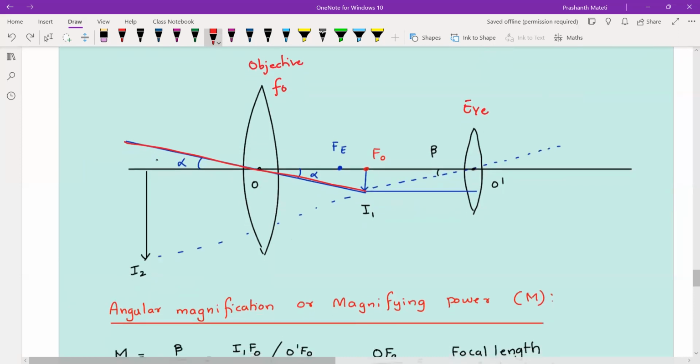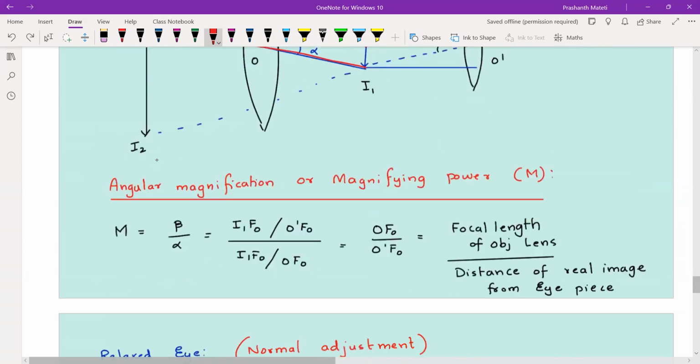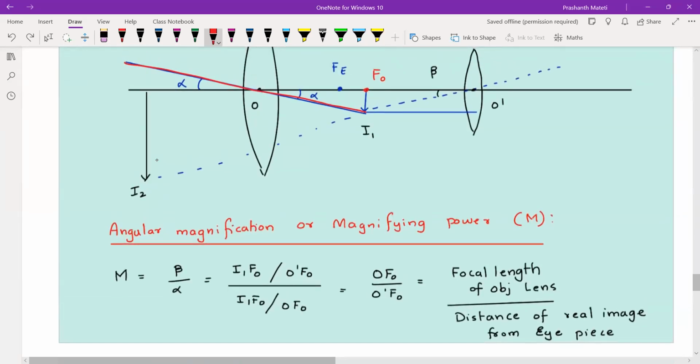Again, we want to find the angular magnification. Finally, what is the angle it is subtending? The image is subtending an angle beta, and the object is subtending angle alpha. So the ratio beta by alpha is the magnification factor here. Beta is opposite by adjacent, and alpha we can also get from here, right? We are using these two triangles only. The opposite side is common for both the triangles.